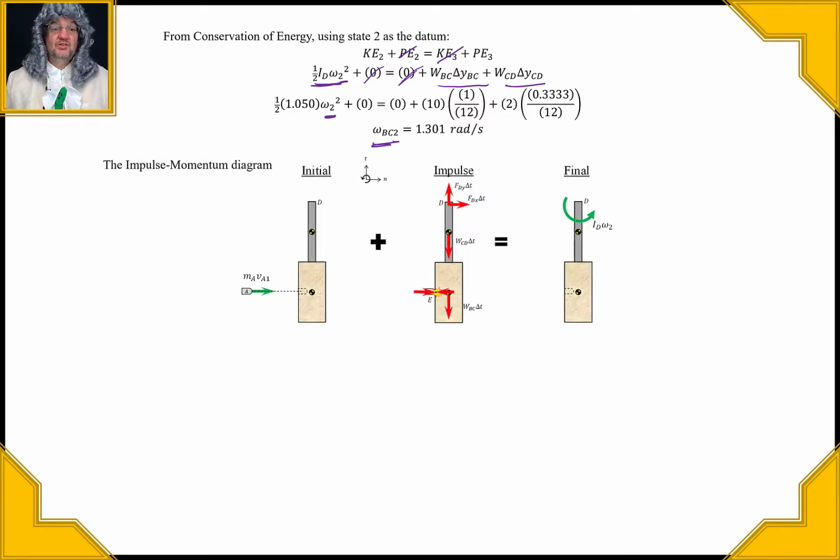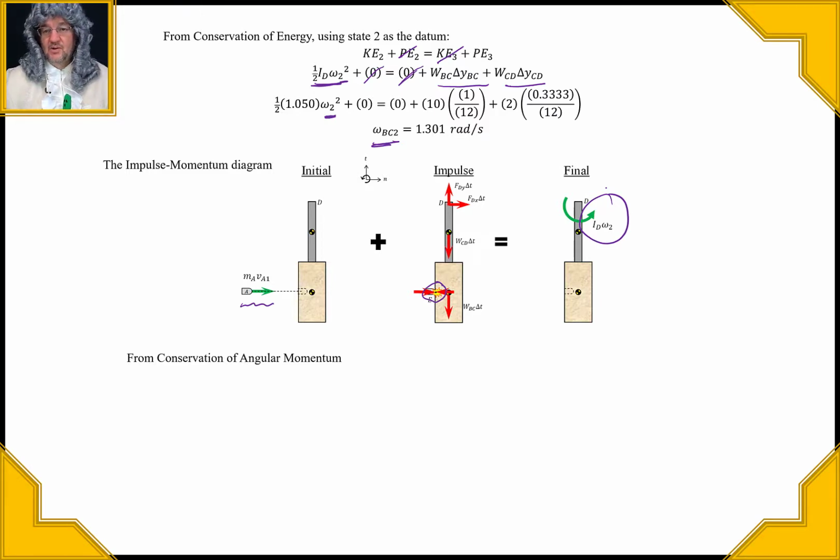Now we do an impulse and momentum diagram, and we can see what happens. The bullet has all of the momentum here in the beginning, and then an impulse takes place, and that's the equal and opposite force the bullet and the block exert on each other. And then at the end, it just has this angular momentum.